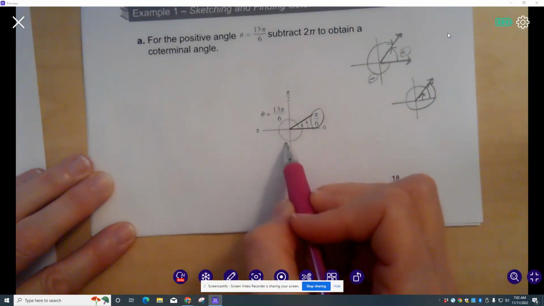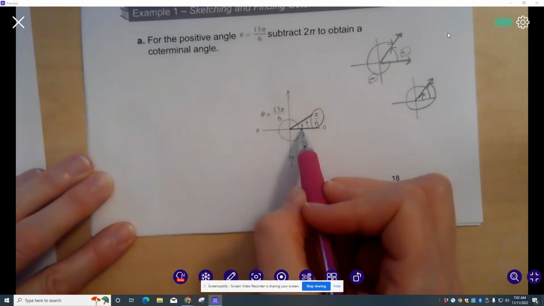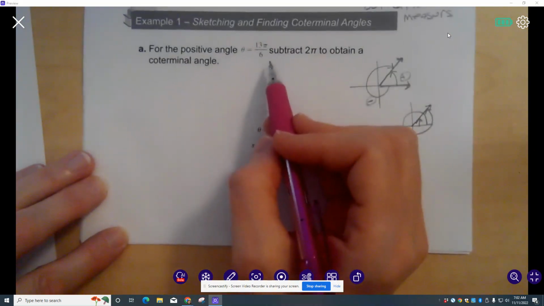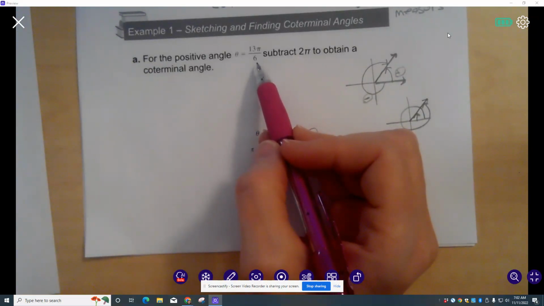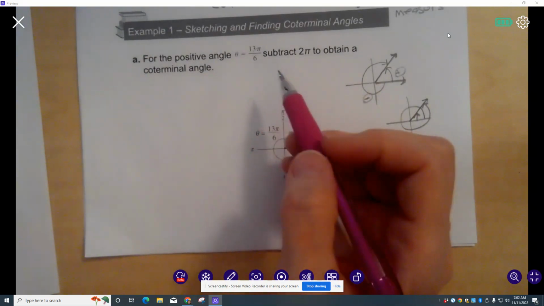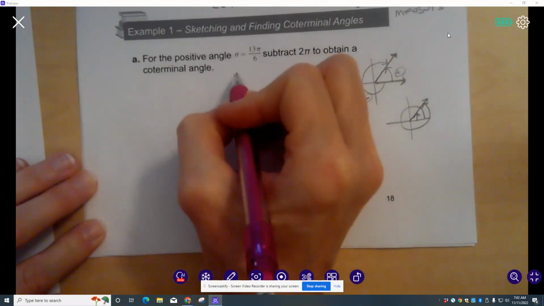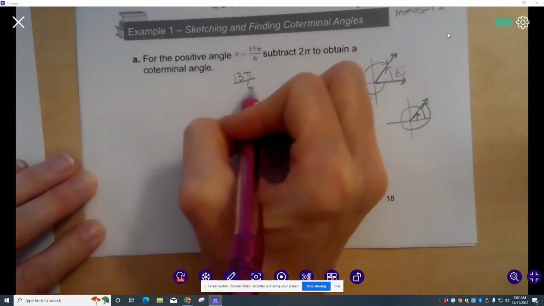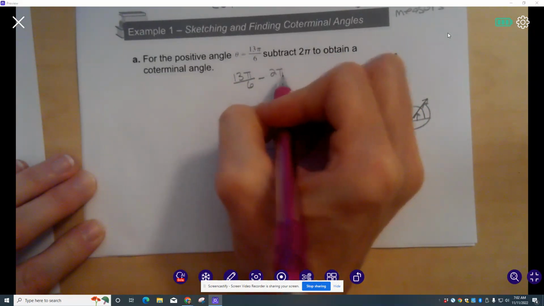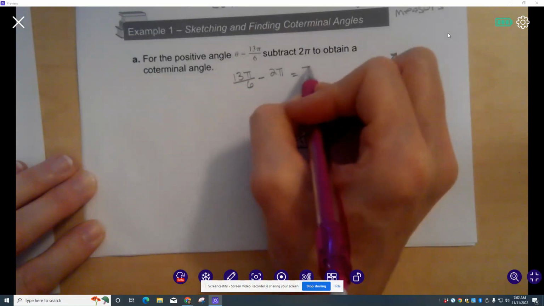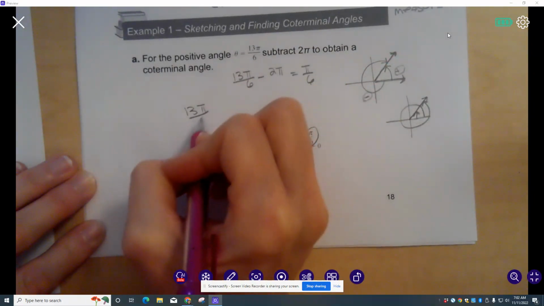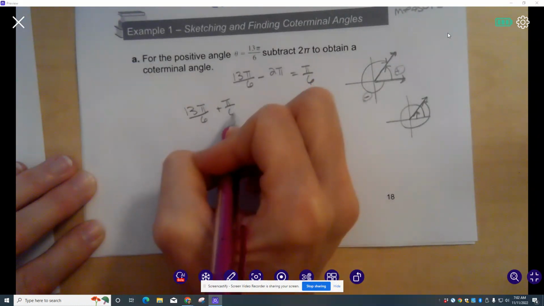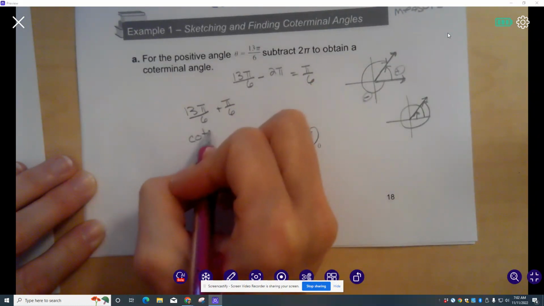So all the way around is 2 pi. This is more than 2 pi because if I divide 13 by 6, I get a number greater than 2. So to find that little bit, I want to take 13 pi over 6 and subtract 2 pi. And you get pi over 6. So 13 pi over 6 and pi over 6 are coterminal angles.